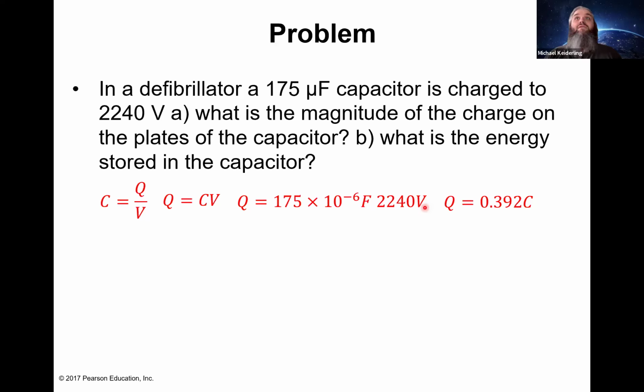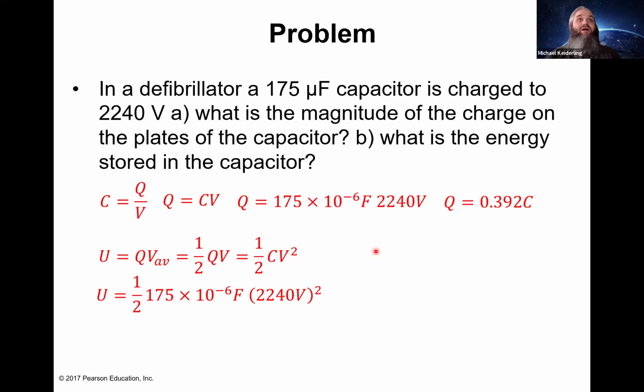Then we want to figure out how much energy is stored in that capacitor. Well, the energy stored is the charge times the average voltage, or 1/2 charge times voltage, or 1/2 capacitance times voltage squared, which is the one we're most likely to be able to measure. So 1/2 times 175 times 10 to the minus 6 farads times 2,240 volts quantity squared gives us 439 joules.